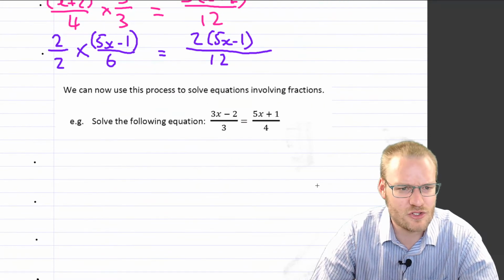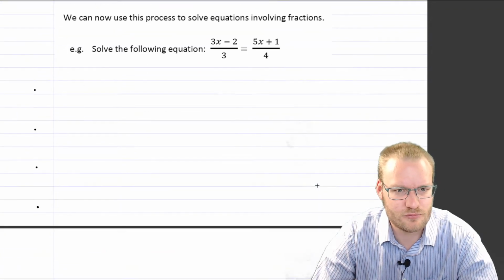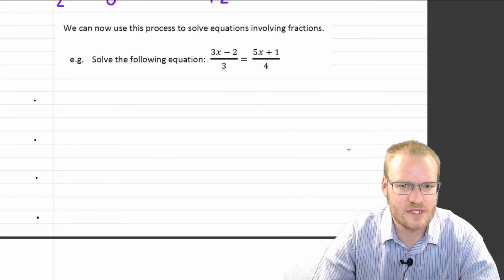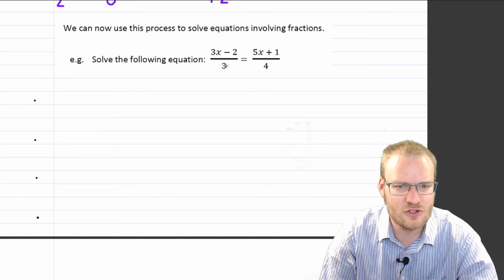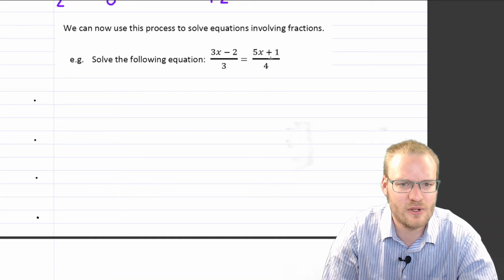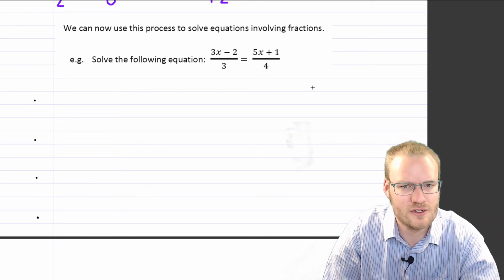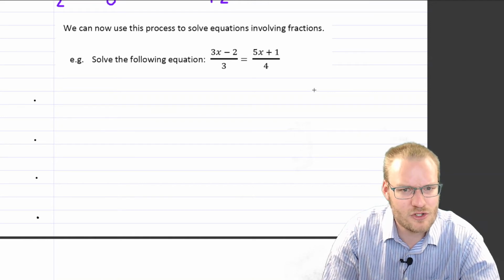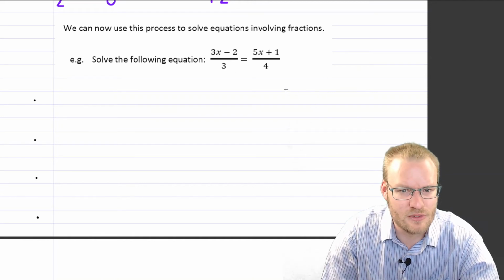Okay, so how are we going to do this to solve an equation? We're given this equation, (3x minus 2) over 3 equals (5x plus 1) over 4. We're asked to solve it. What we want to do is find this lowest common denominator.